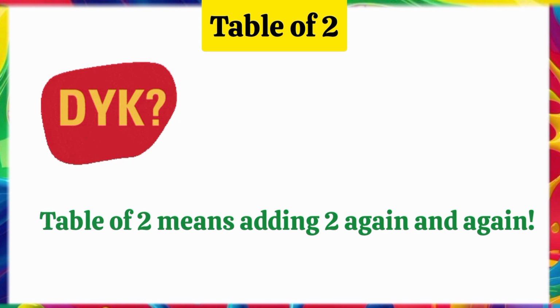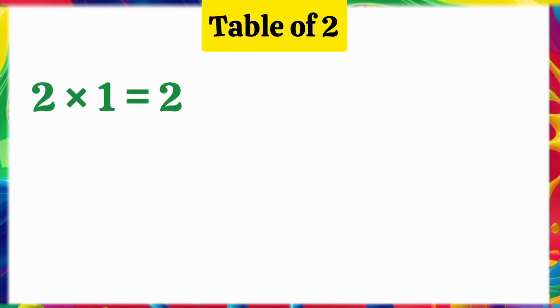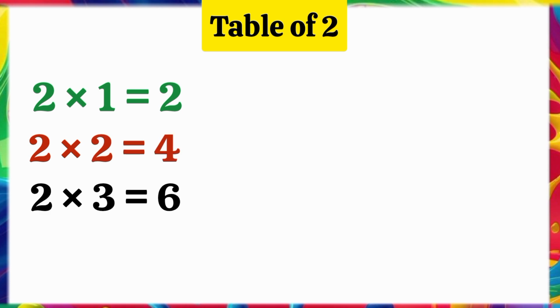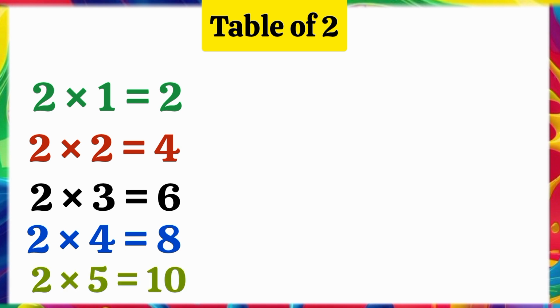Repeat after me loudly. 2 times 1 equals 2. 2 ones are 2. 2 times 2 equals 4. 2 twos are 4. 2 times 3 equals 6. 2 threes are 6. 2 times 4 equals 8. 2 fours are 8. 2 times 5 equals 10.